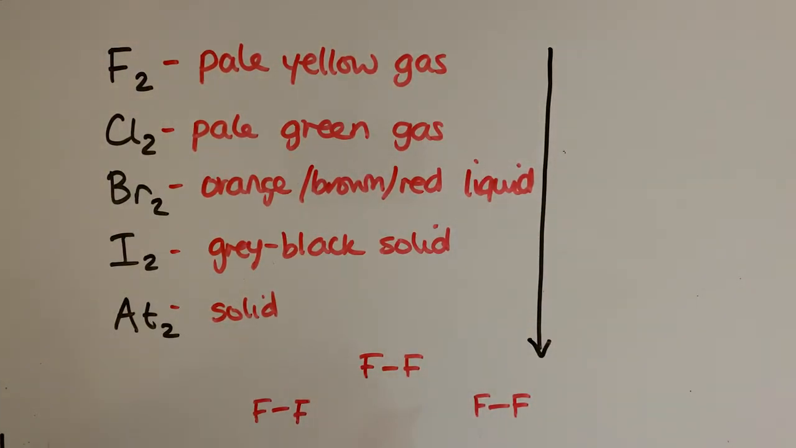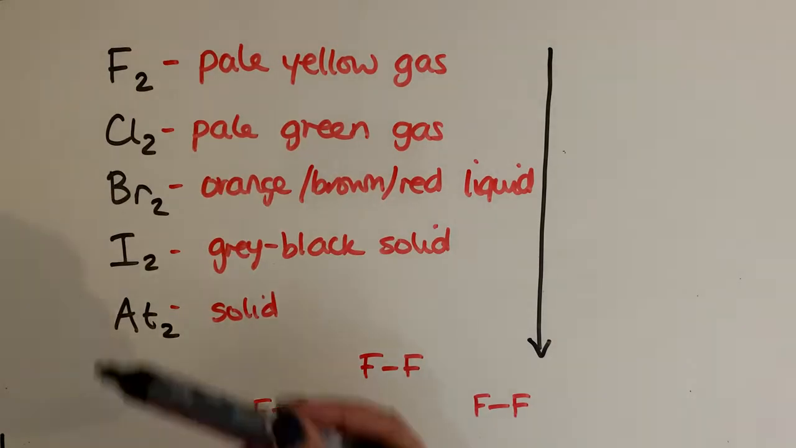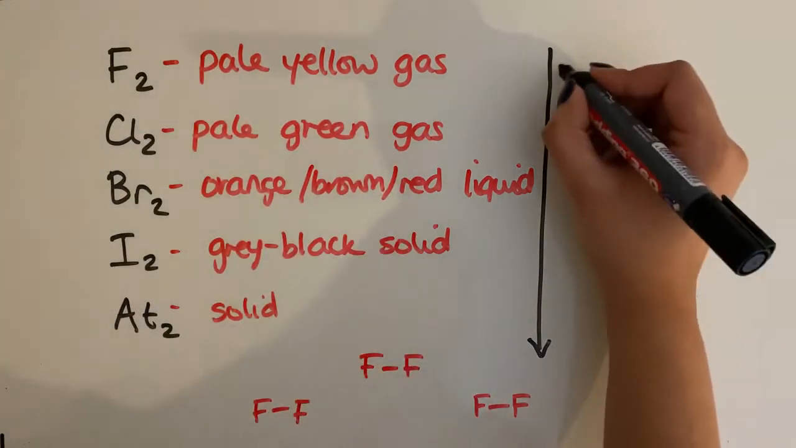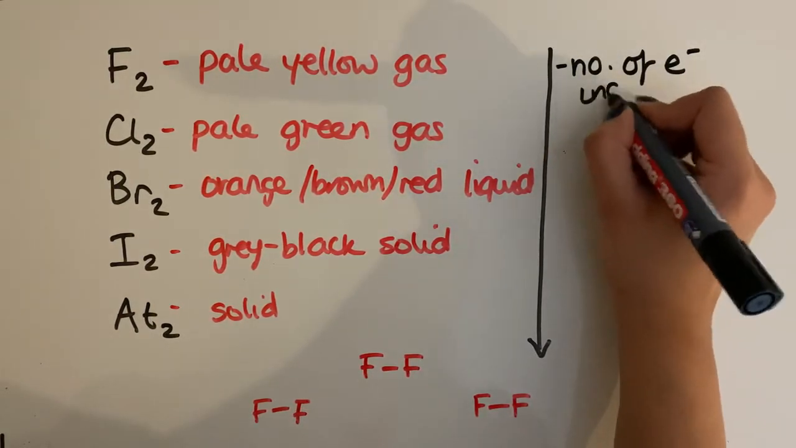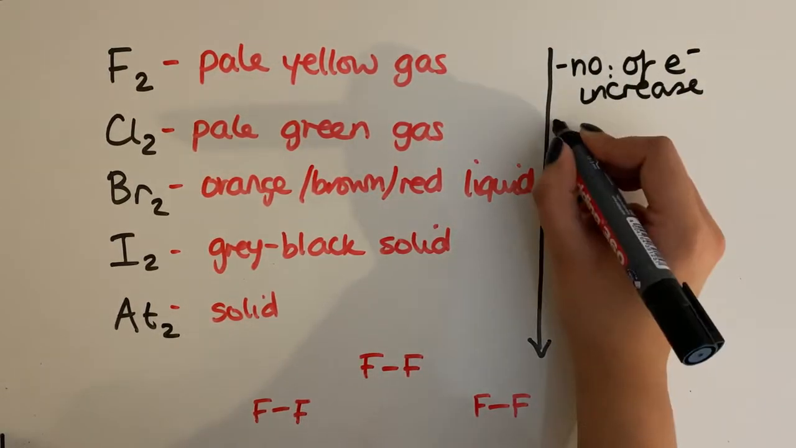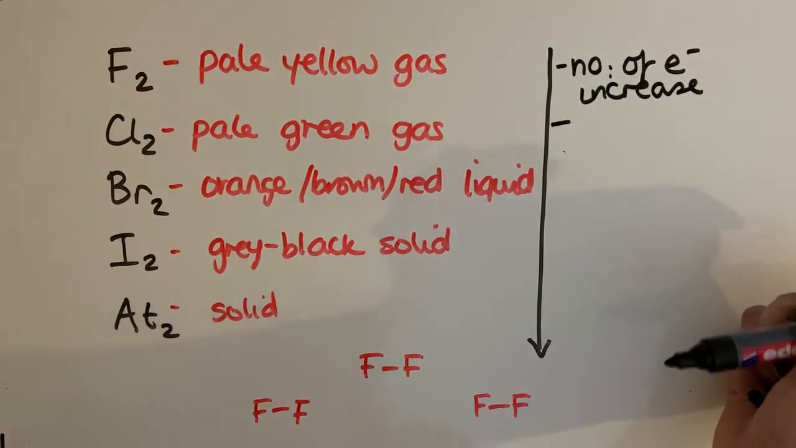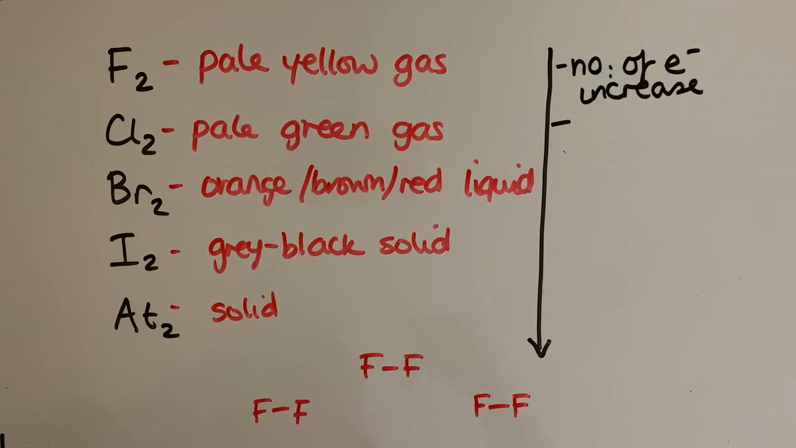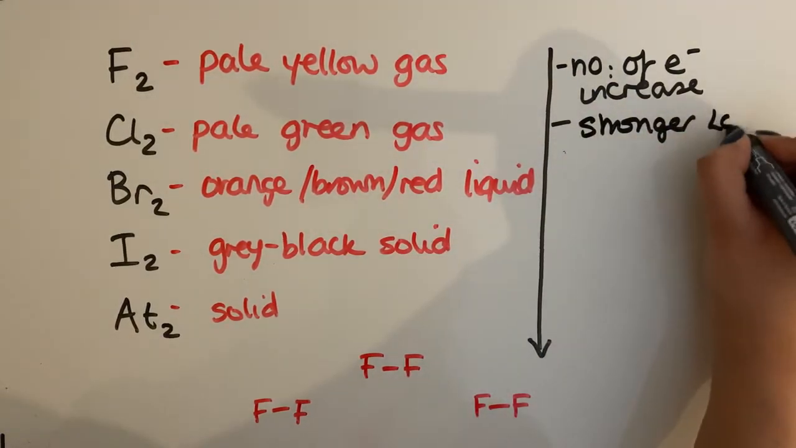Remember, London forces depend on the number of electrons. Fluorine at the top doesn't have that many electrons, but as you go down the group, the number of electrons increase. And what that does is that the dipoles that are induced are going to be stronger, and therefore the London forces are going to be stronger. So as we go down the group, we have stronger London forces.